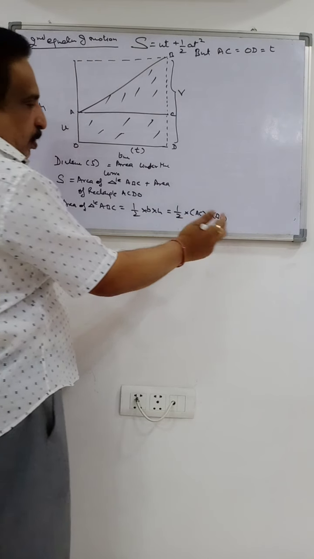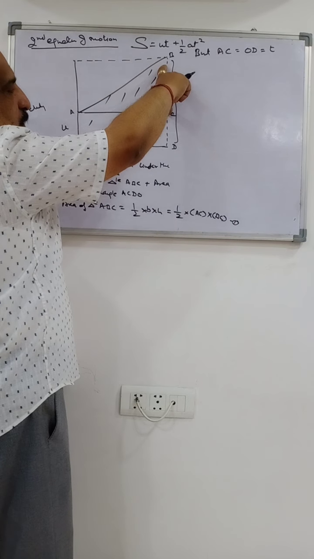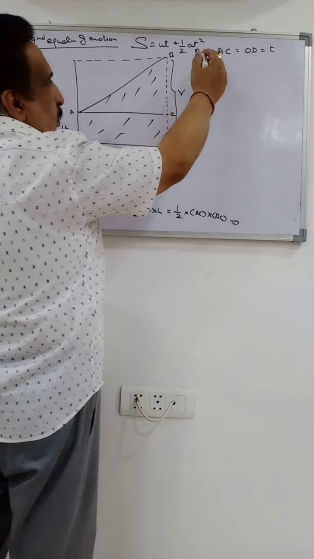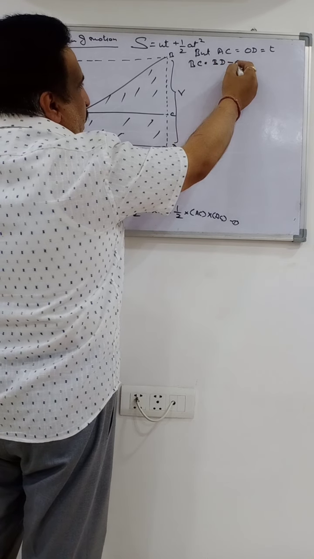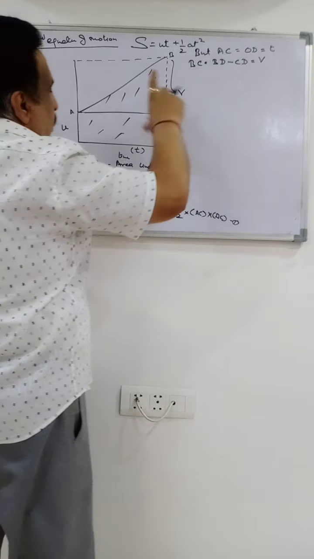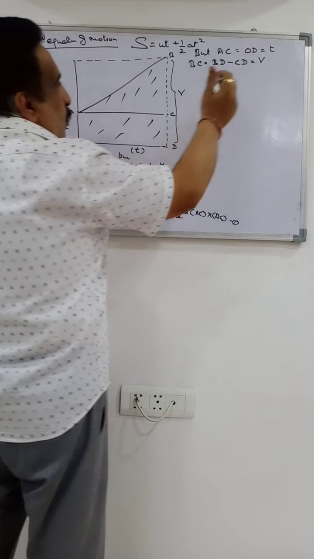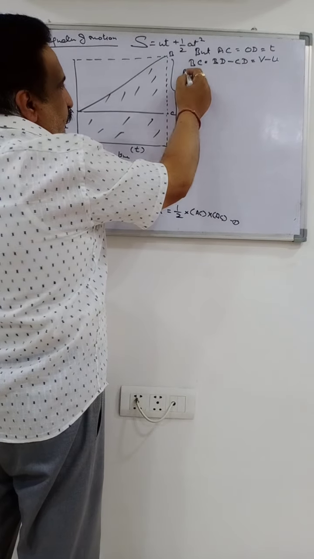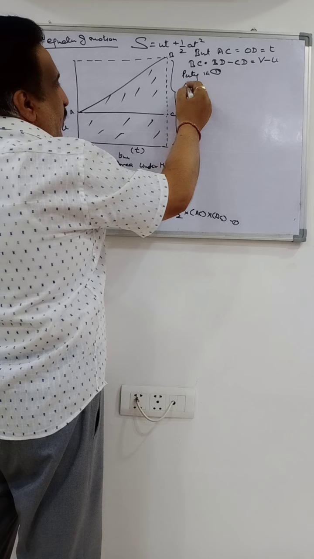We will put the value here; this becomes equation 1. And now what is BC equal to? BC is equal to BD minus CD. BD is V, CD is U. CD is equal to AO, which is equal to U. So BC is equal to V minus U. Putting in 1, in this equation you put the values. So what will be the area of triangle?